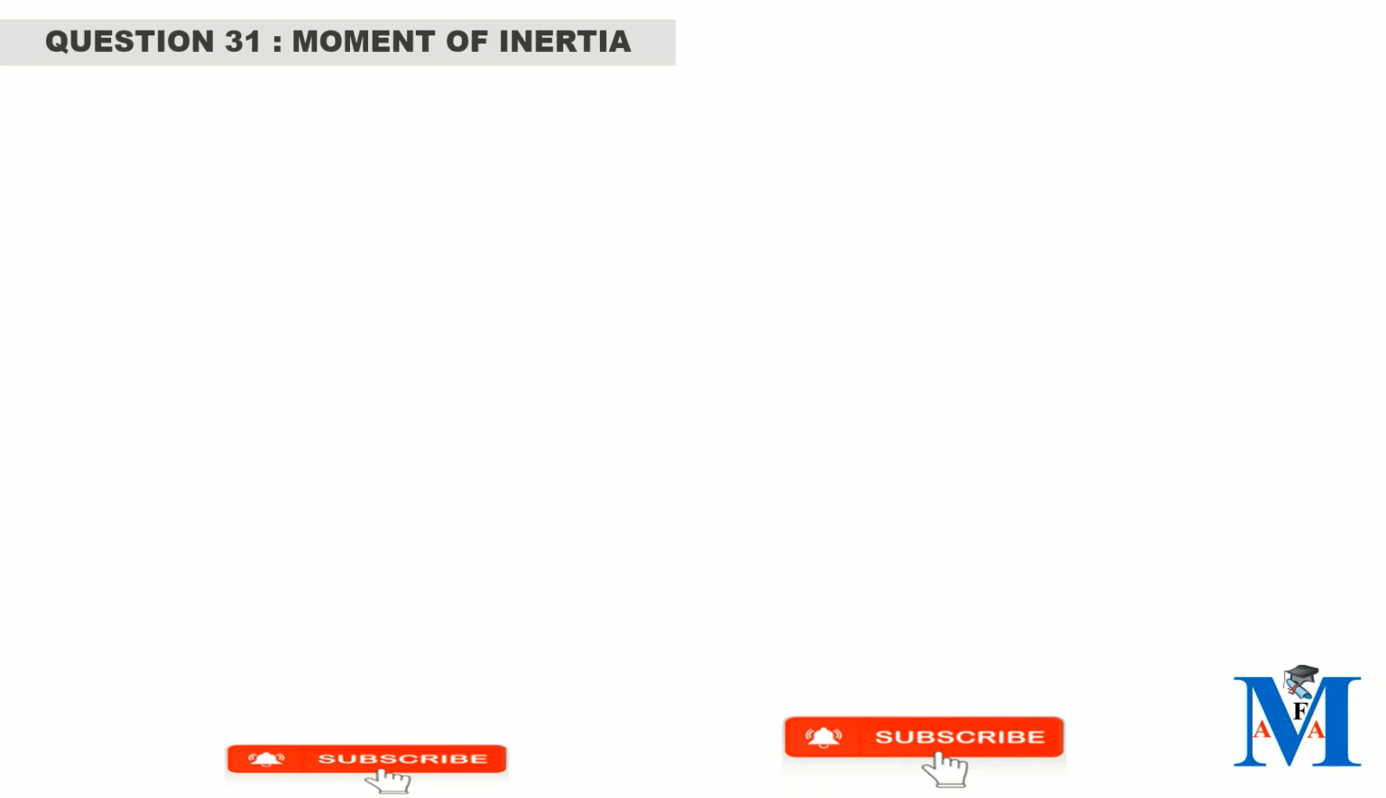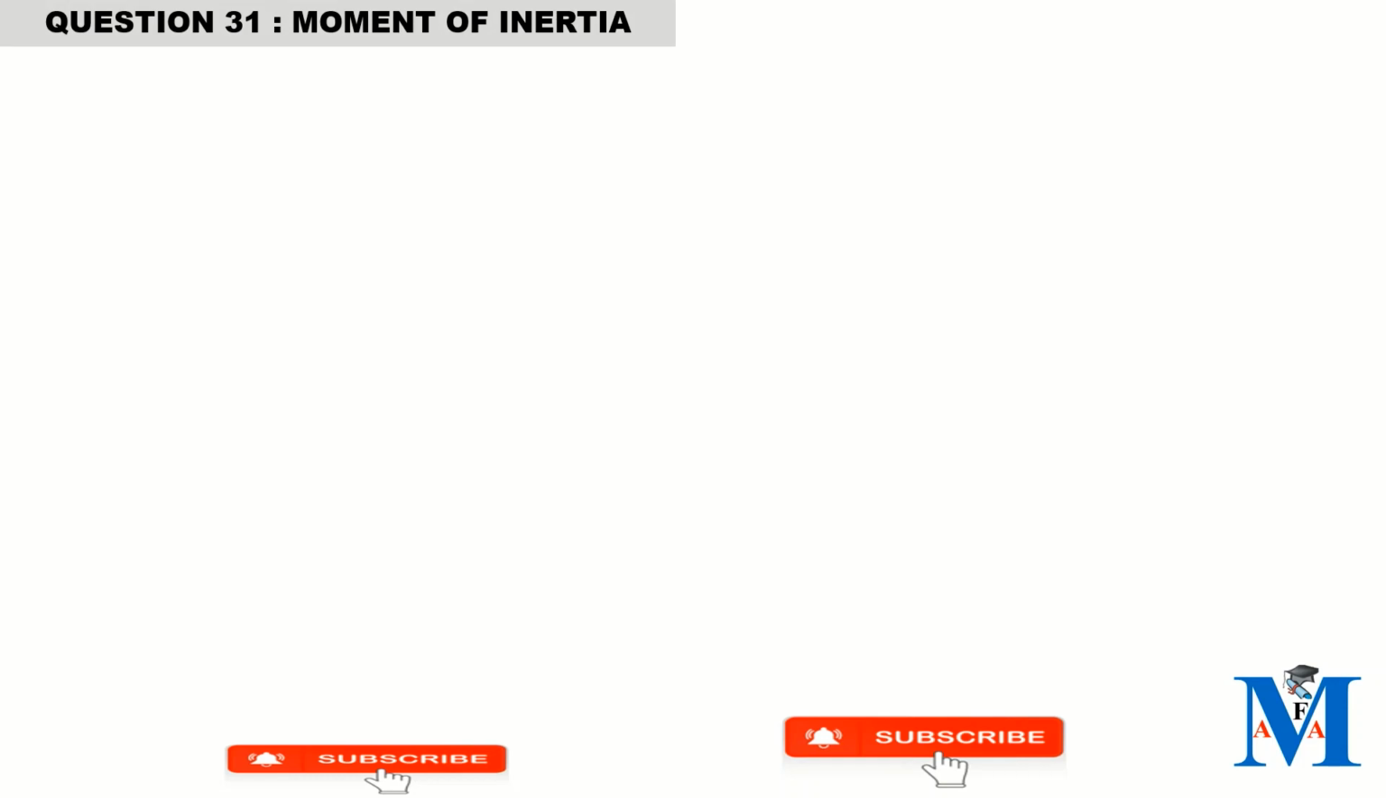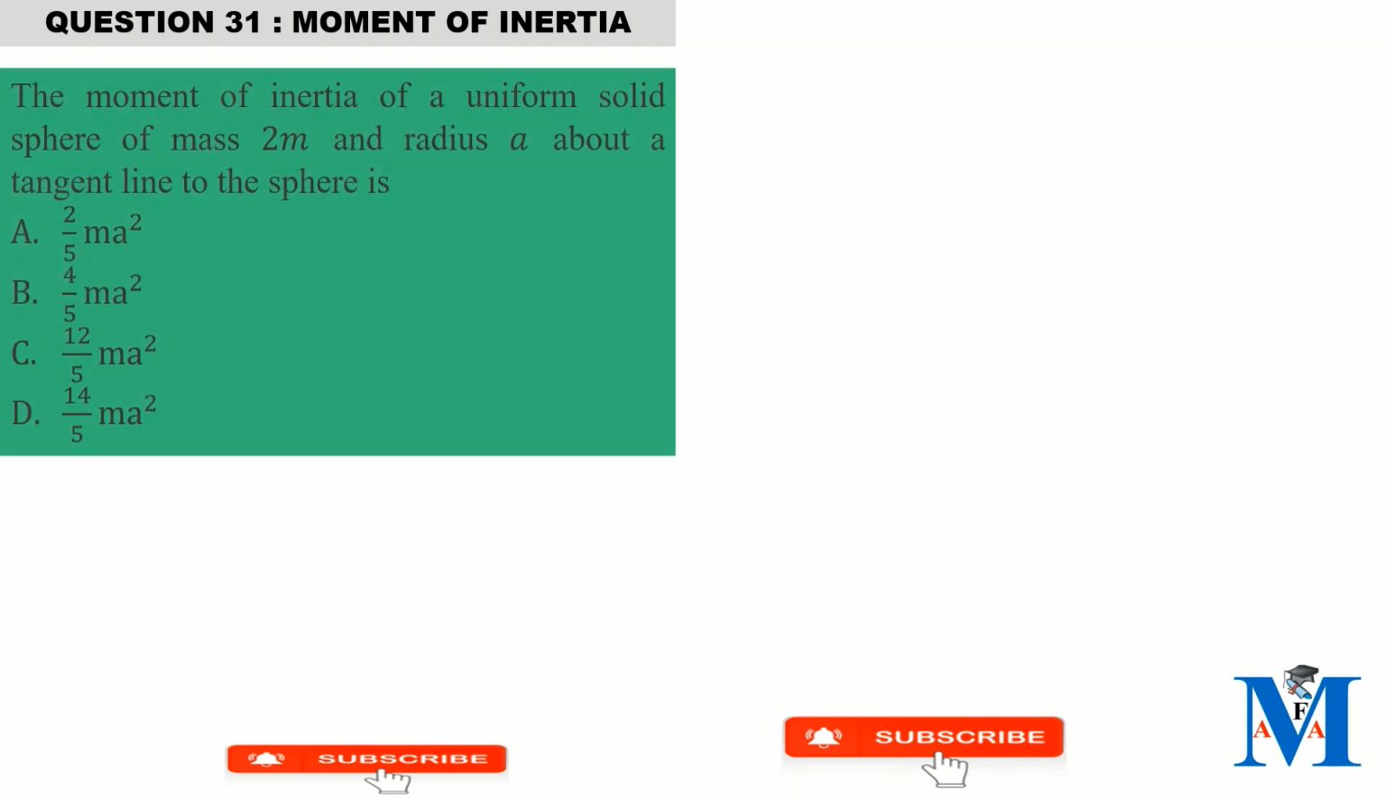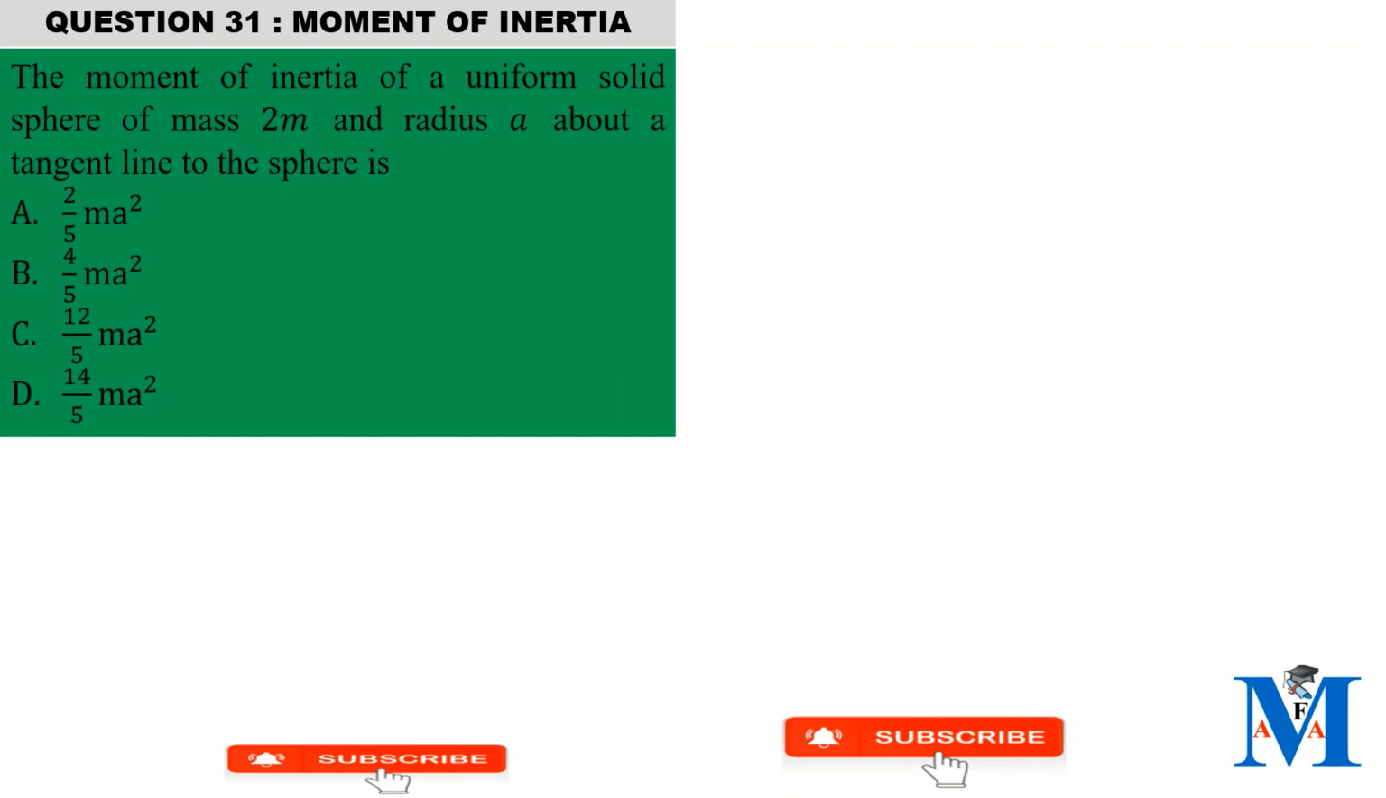Alright, so we are going to proceed with question 31. It came from the topic rotational dynamics, the subtopic moment of inertia, because that was what was concerned with the question. The question reads, the moment of inertia of a uniform solid sphere of mass 2m and radius a about a tangent line to the sphere is.